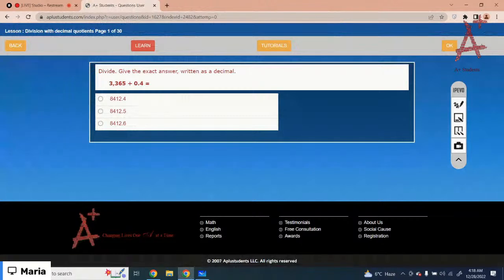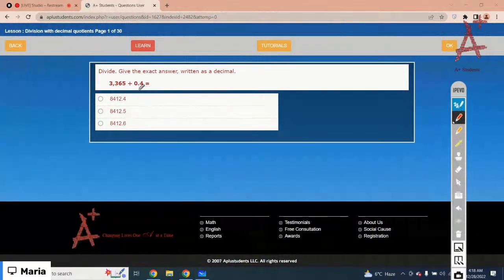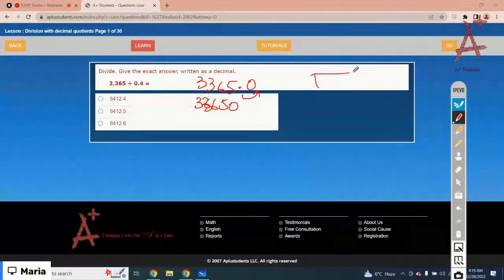Okay, just look at the numbers. You have just one decimal place in the divisor. That means you have to move the decimal point one place right. We don't have any other digit here, you have the decimal point. We don't have another digit to move right, so we add an extra zero, and when you move the decimal point one place right, it would be 33650. You move the decimal point from here to here. Now just divide 33650 by 4.